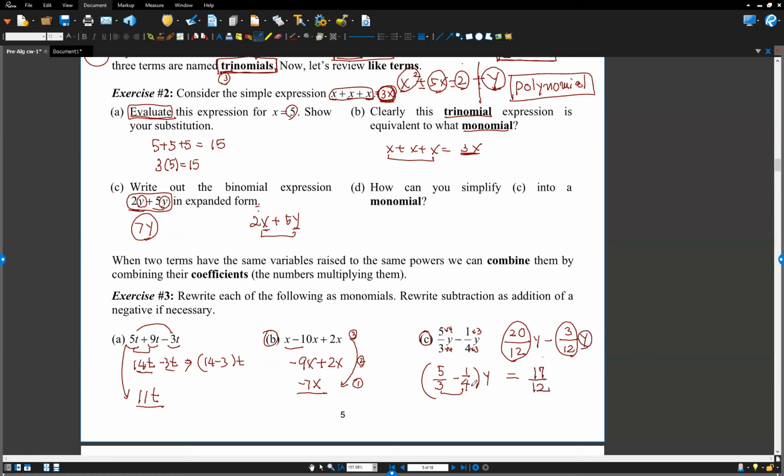Still, we have a y there, right? That's the answer. You don't have to change it to a mixed number. In algebra operations, there is no need to change to a mixed number. Just an improper fraction is okay.